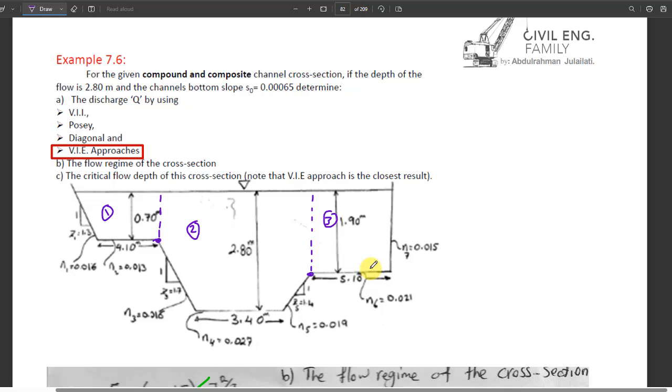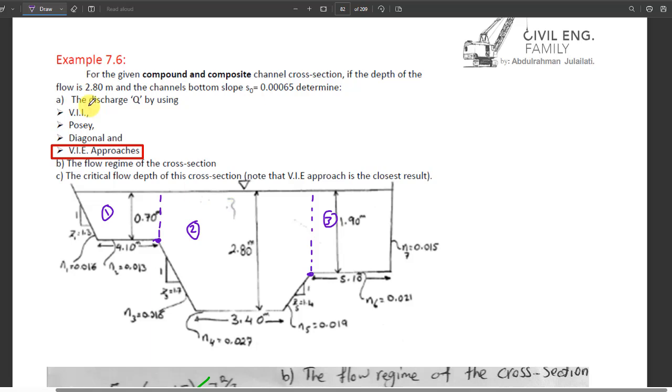This is the first time we have a compound or composite channel. Before, we divided it into sub-channels and calculated, but now it is not simple. What do we mean it's not simple? It means it is composite, compound or combined. What does composite mean? It means it has multiple n values. If we have multiple n values, that should be checked and calculated differently. How? By n equivalent.